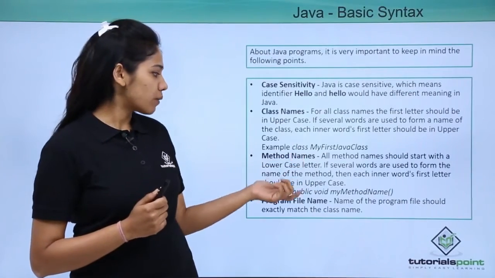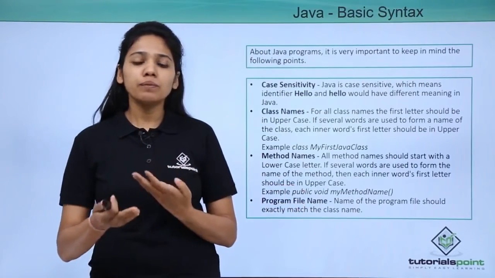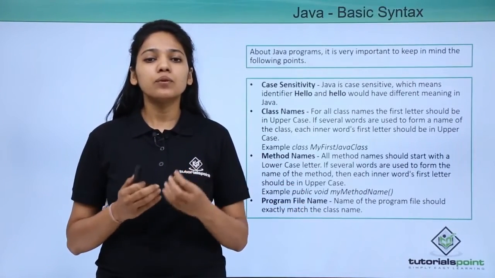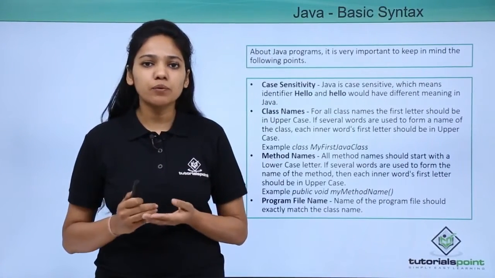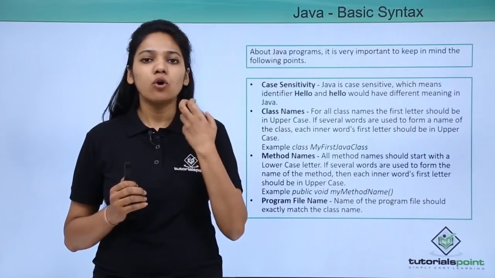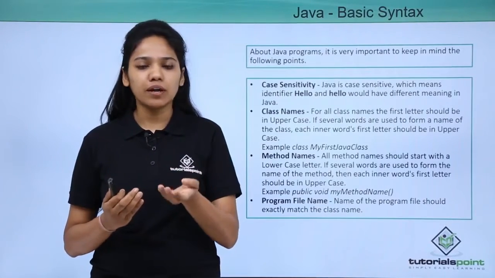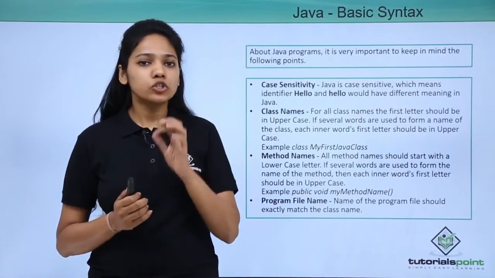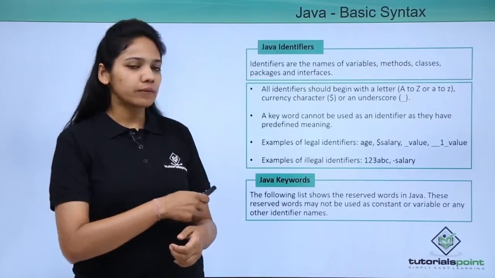Certain other properties say what the program name should be. What do you mean by program name here? A program name is nothing but your class file name. When you create a Java program, you give a readable or sensible name to that program, and that program name should be exactly the class name.